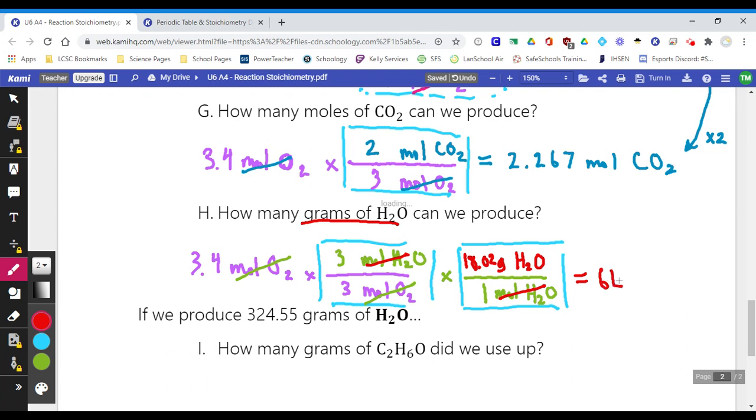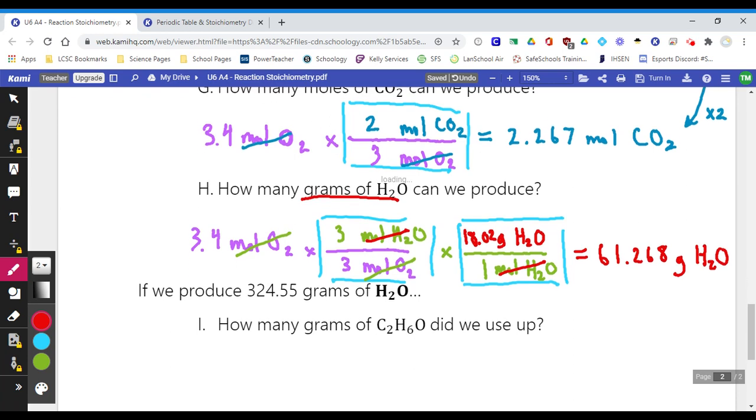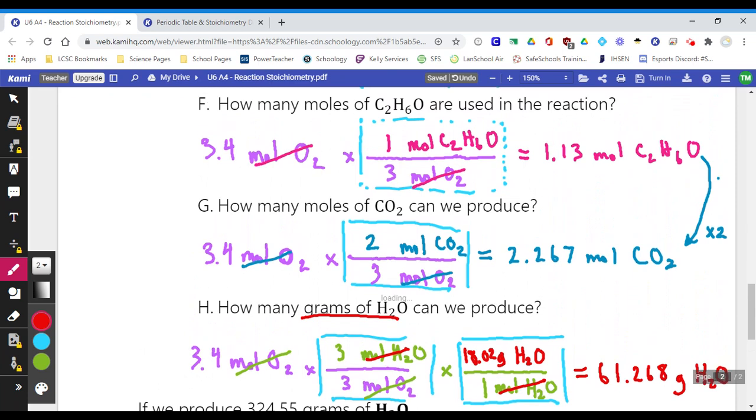61.268 grams of H2O, and that's my answer. So if I start with 3.4 moles of O2 in my reaction, I should be able to make 61.268 grams of H2O. And that's my answer.